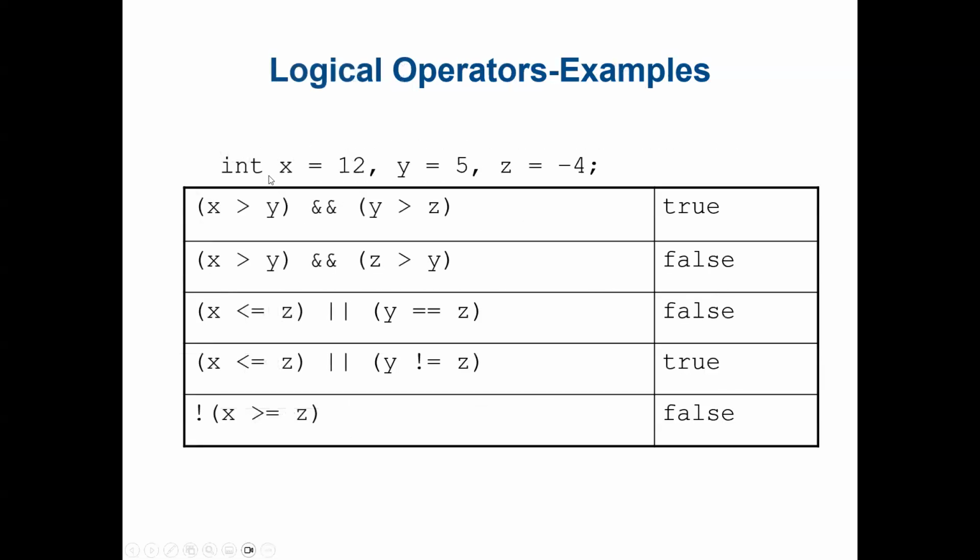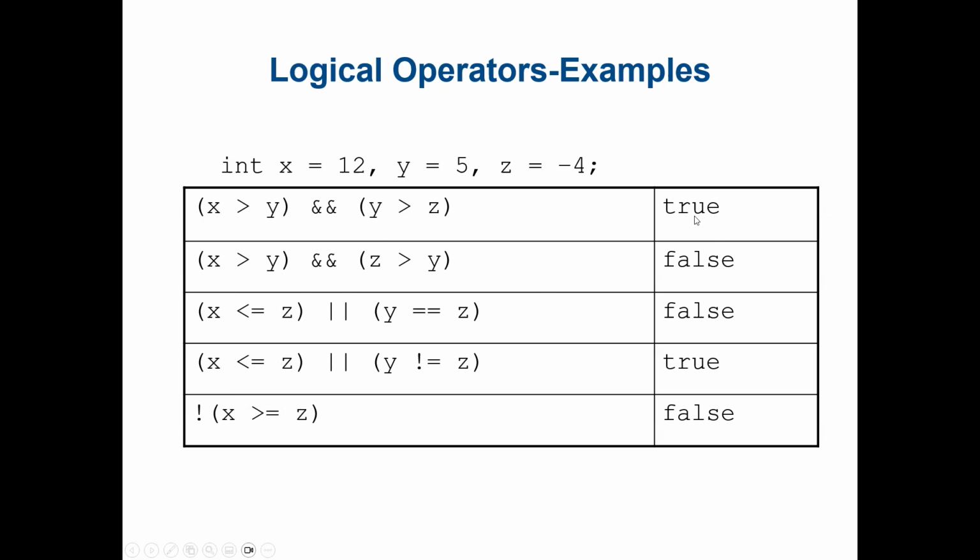So we start with an example here. We declare three variables here, named X, Y, and Z, and they are all int. We assign 12 to X, 5 to Y, and -4 to Z. So now we are going to use the AND operator here. Here we say that if X is greater than Y and Y is greater than Z, if both conditions are true, then we are going to execute the statement that follows it.